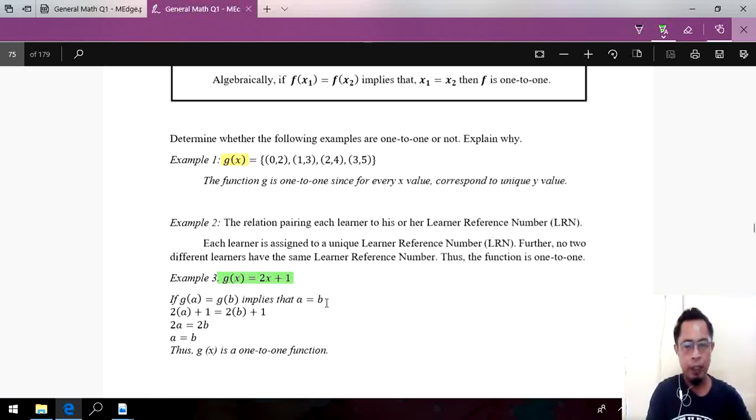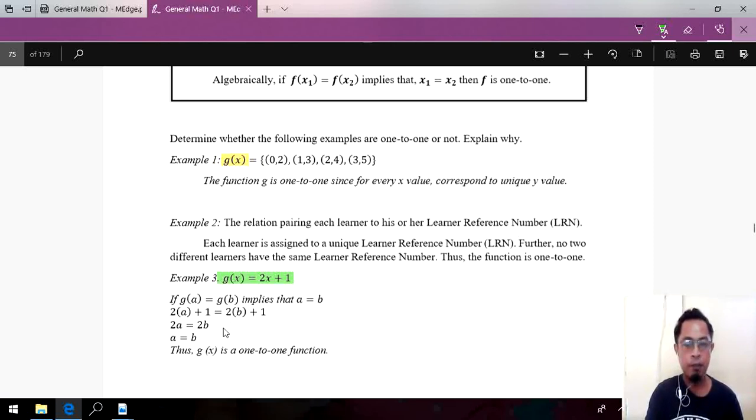Now, solving it, since we have this function g of a, the variable a should be substituted into this definition of the function g of x, which is equal to 2x plus 1. So we just change x into a. That becomes 2 of a plus 1. Similarly, we have here g of b. So change this variable x into b. Then we have 2 of b plus 1. Working in this equation, we come up with 2a equals 2b, since the positive 1 on the left side and the positive 1 on the right side will be cancelled.